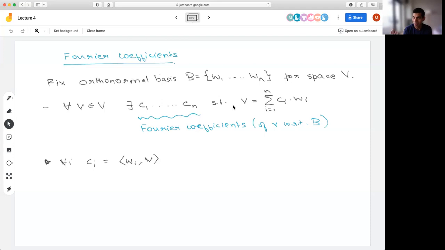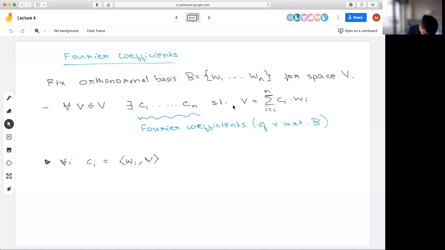Because if you had two different ways of writing v as a linear combination, you can subtract them and get a linear combination of just the basis elements equal to 0. And because they're linearly independent, that's not supposed to happen. So c1 to cn are in fact unique coefficients, and these are called the Fourier coefficients of v with respect to this basis. And you can actually compute them. There is a very simple way of computing them when you know that the basis is orthonormal.